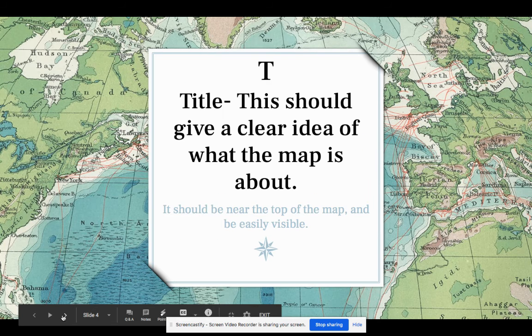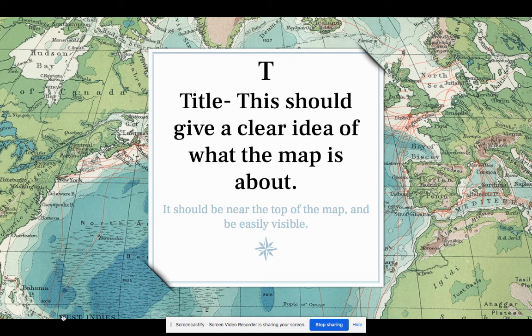So every map should have a title. Ideally, this title should give a very clear idea of what the map is about. So if you're making a map about Minnesota, then you would obviously say Minnesota map. If you're making a map about the Battle of Gettysburg, then that should be the title, Battle of Gettysburg. Some maps are much, much larger. They could be a map of North America. Other maps are much smaller and more detailed. They could be a map of, say, Minneapolis or a map of Jordan.